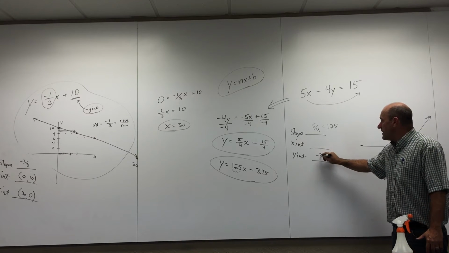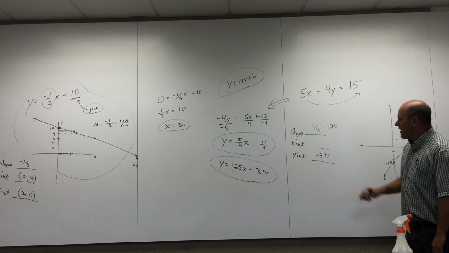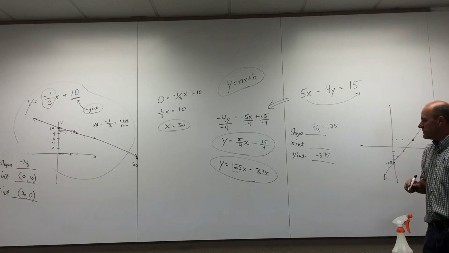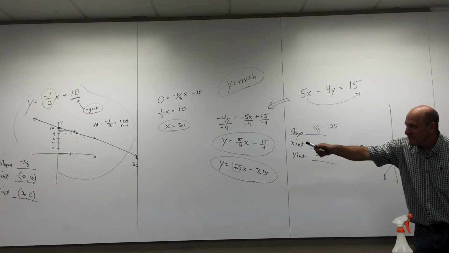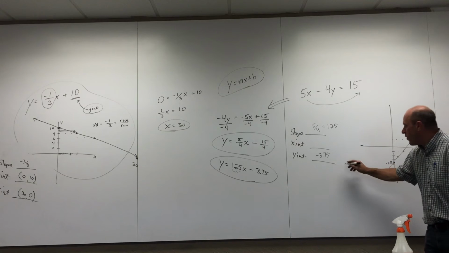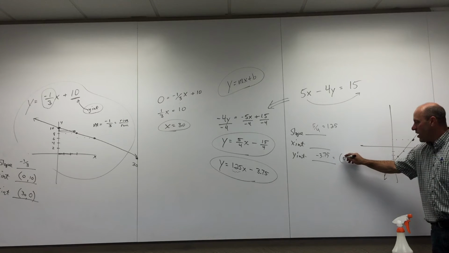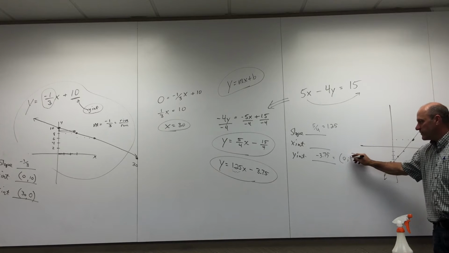You know, I don't mind writing negative 3.75. What did I tell you a few minutes ago, though? Well, it is a point. You know, I wrote just the number negative, but it is a point. So maybe I should write it as 0, comma, negative 3.75.